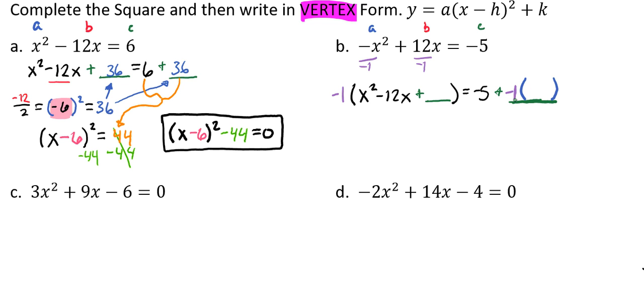So next, we're going to take this b value and divide that by 2. So that's going to give us a negative 6. Then we square that value, which gives us the 36. And that value is going to go in our plus leave a spaces.